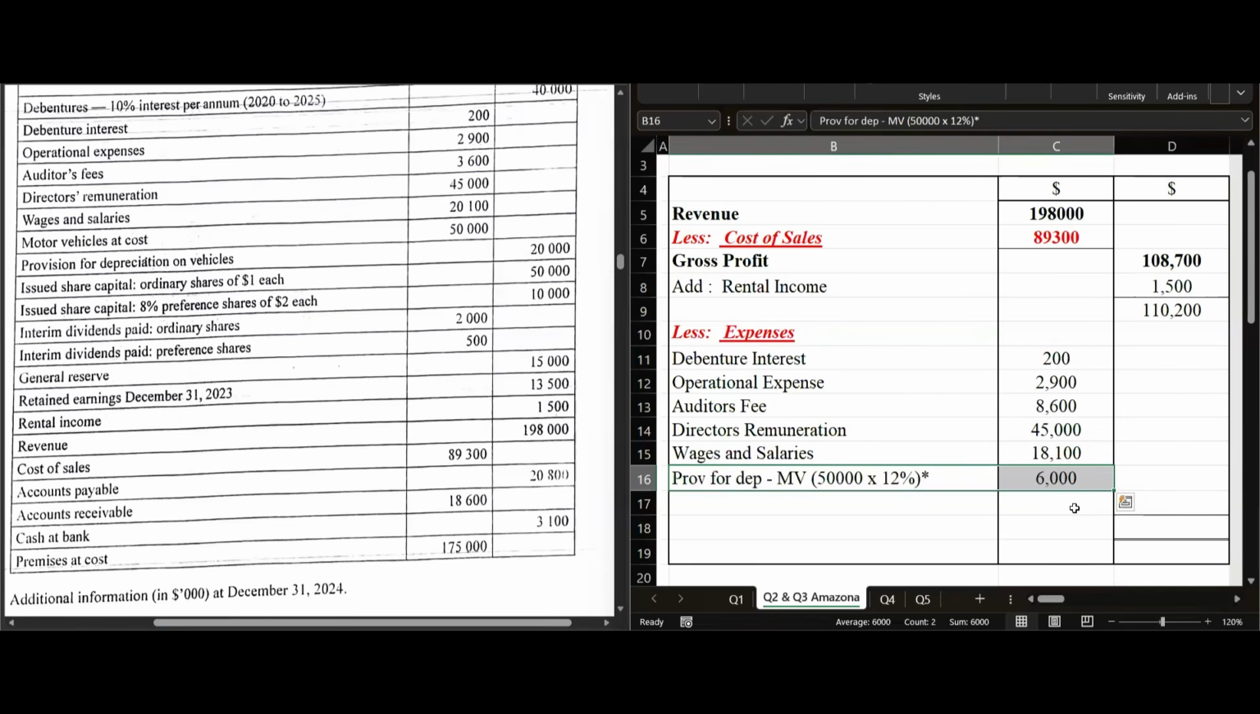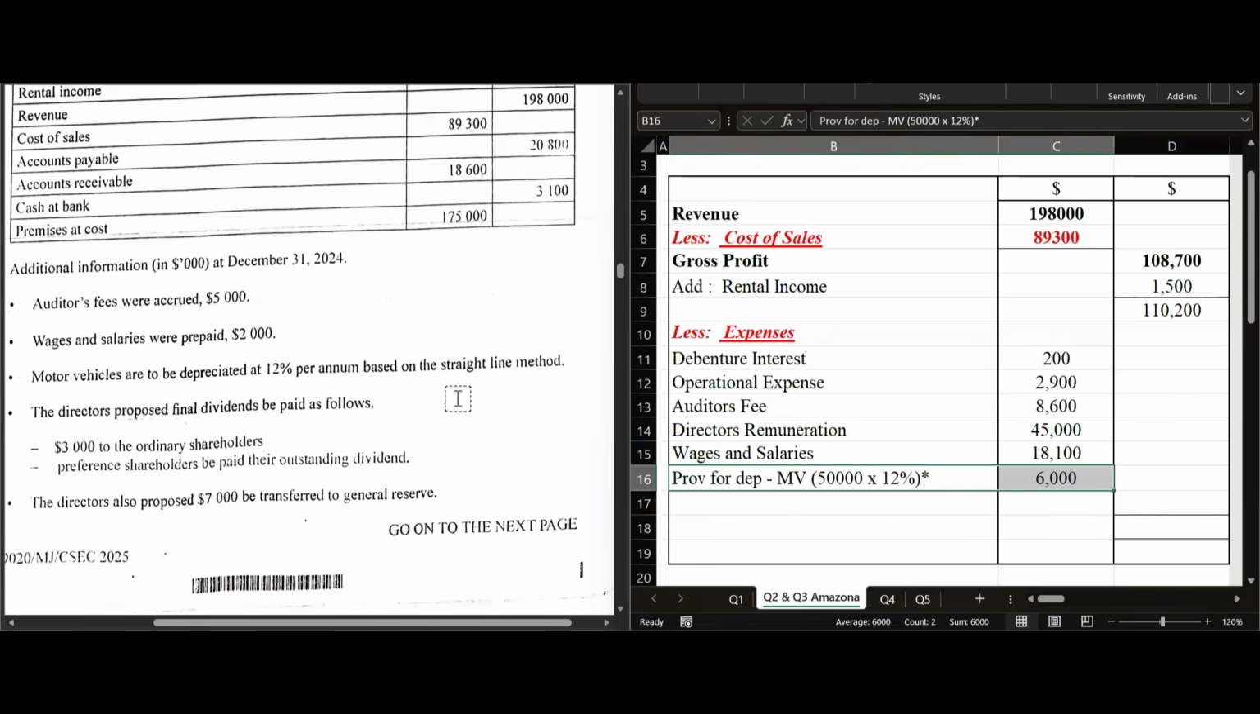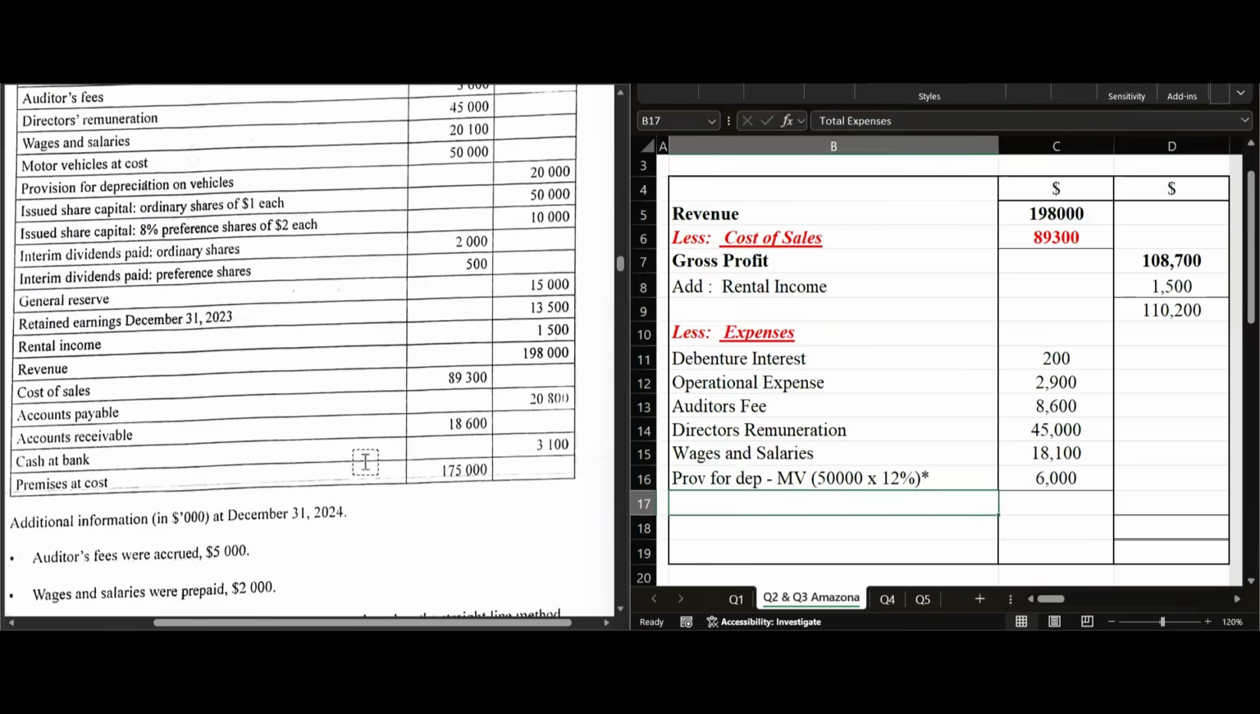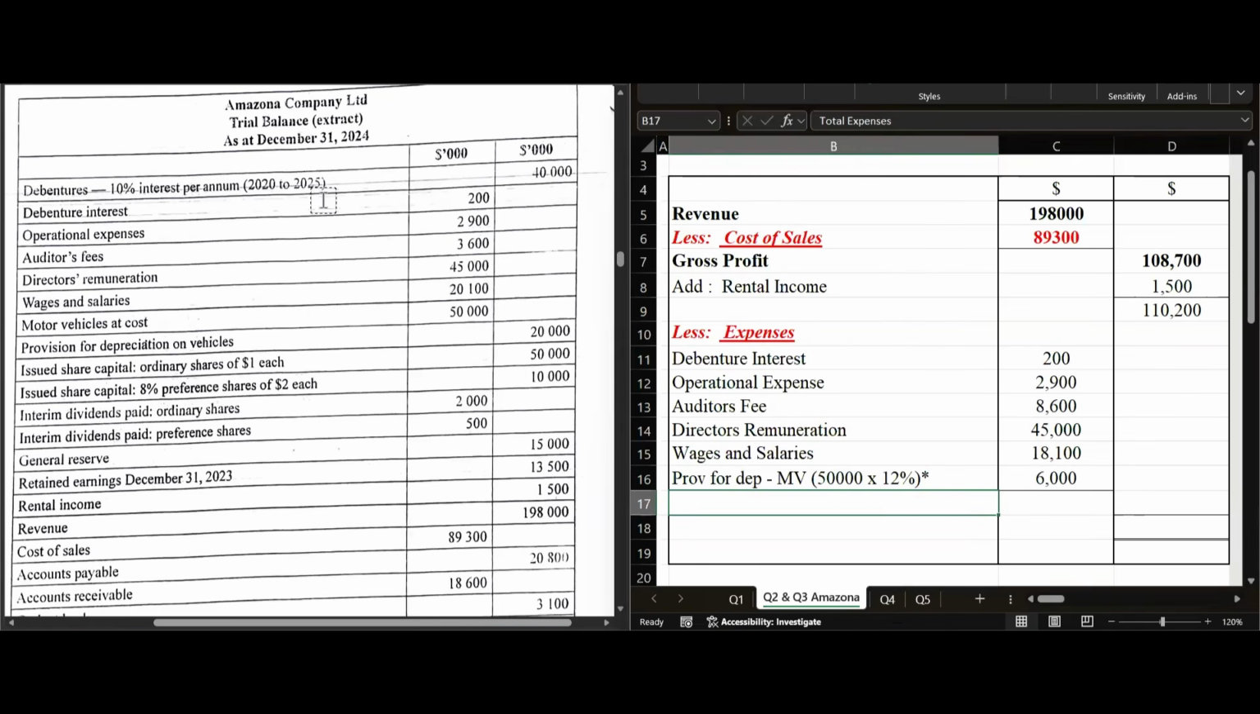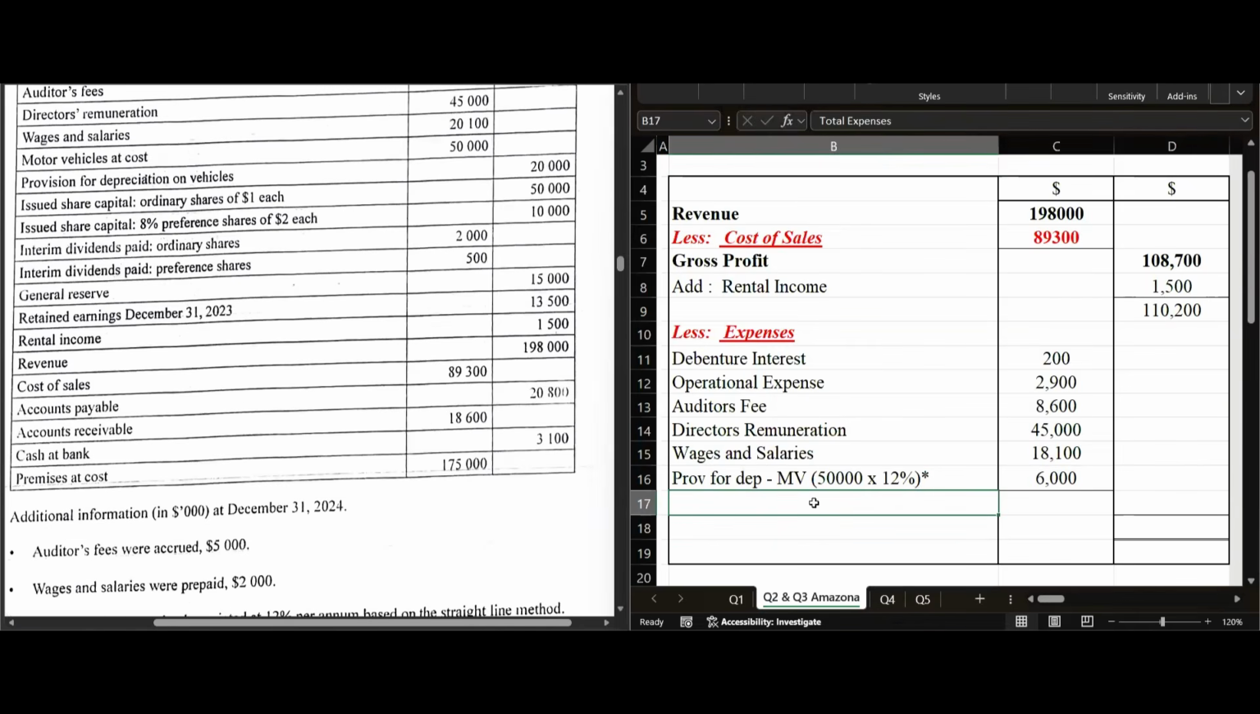If they had asked for the reducing balance method, then we would have taken the cost, subtracted the existing provision, gotten the net book value, and then multiplied by the rate. But reading it back carefully, we saw that they asked for the straight line method, so it's simply the percentage multiplied by the cost. And there we go. Now looking back at the question, there weren't any other expenses to deal with. So this is it right here, guys. Alright, so let's put it up.